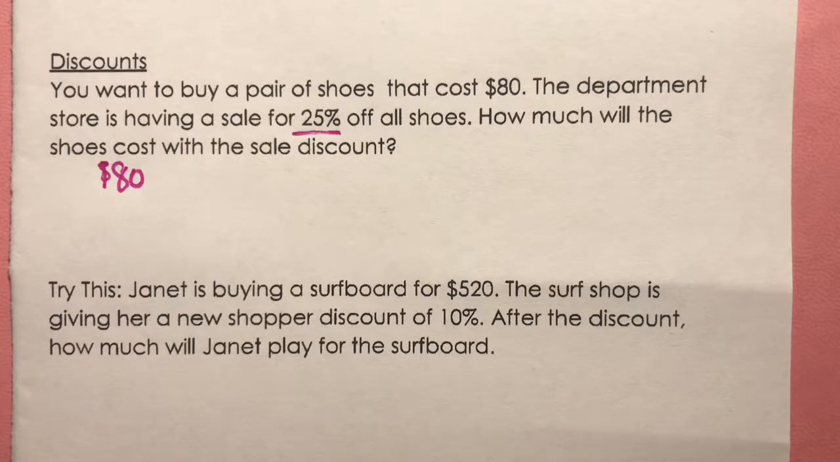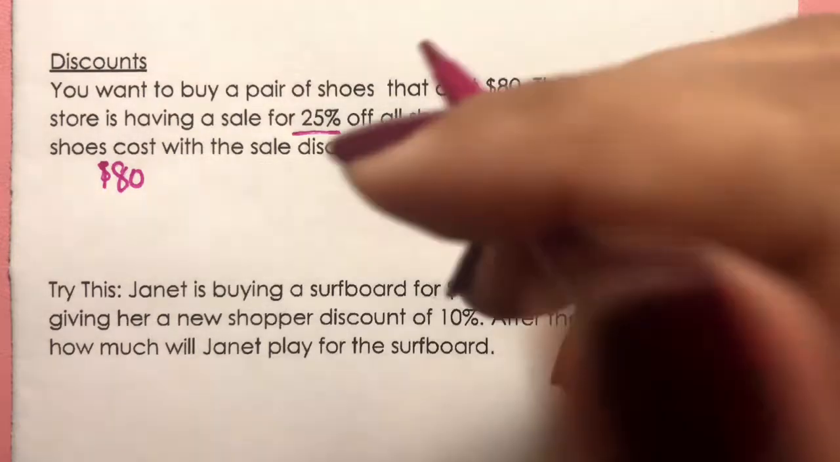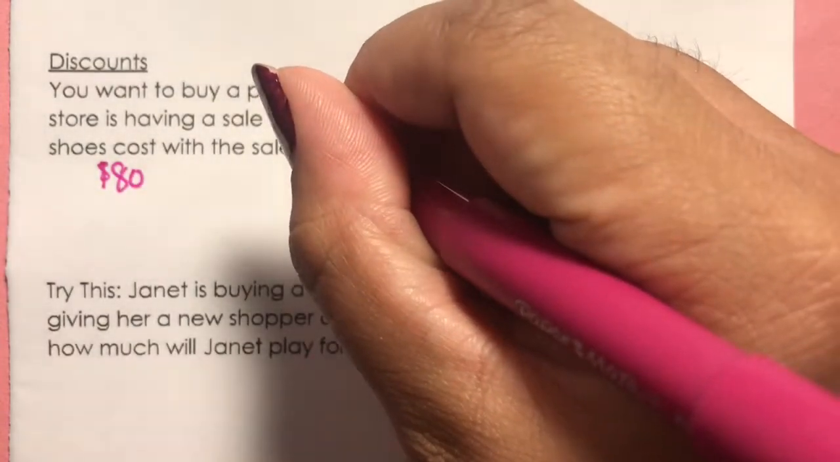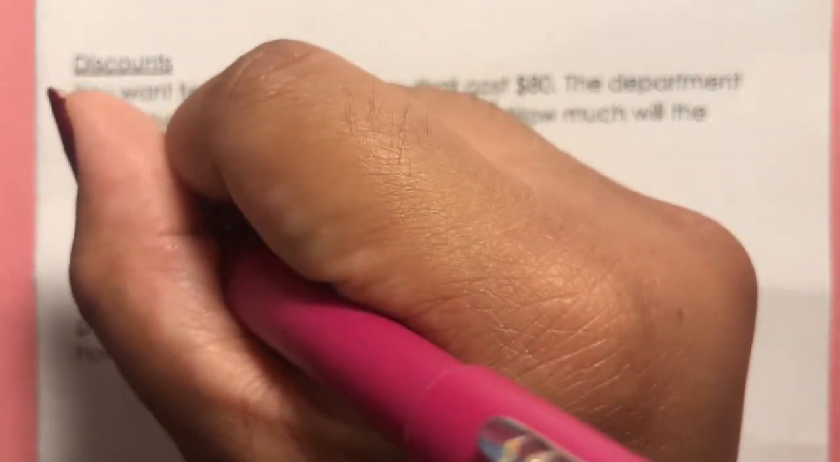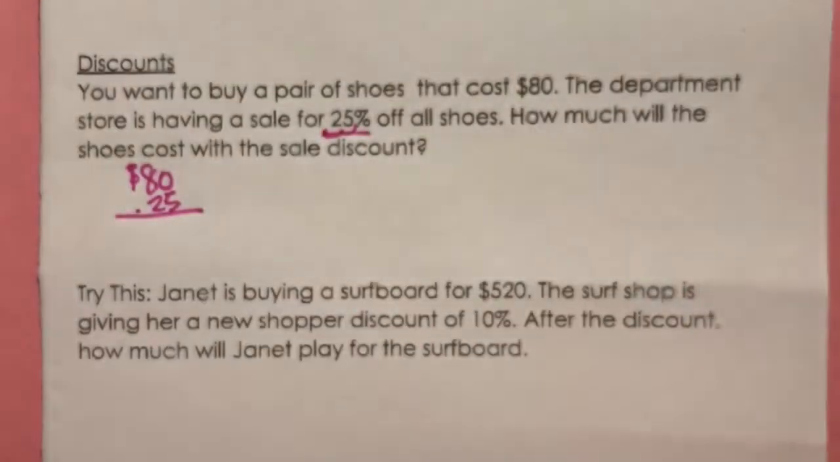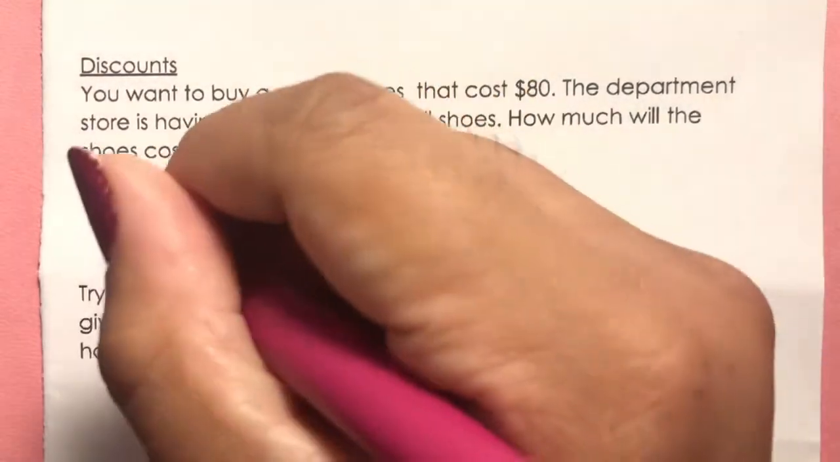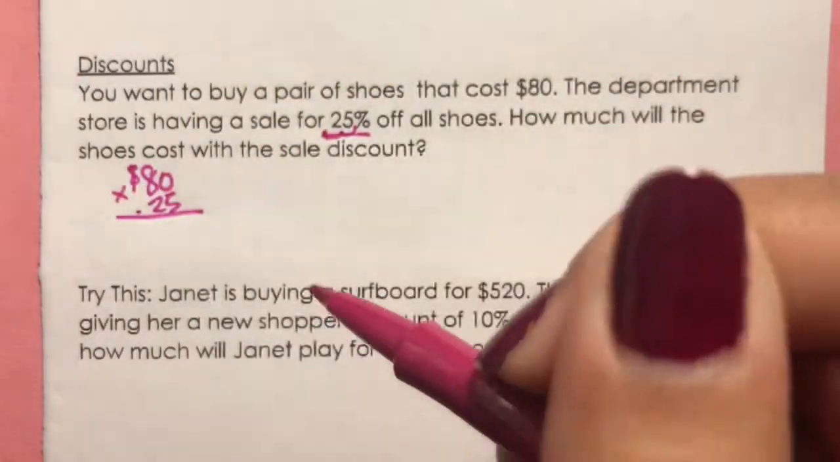So this should sound all very familiar to you. You turn that 25% into a decimal. 25% in decimal format is going to be, move 2 decimals to the left, and it will be 0.25, or 25 hundredths. Okay, so now we're going to multiply 80 times 0.25.